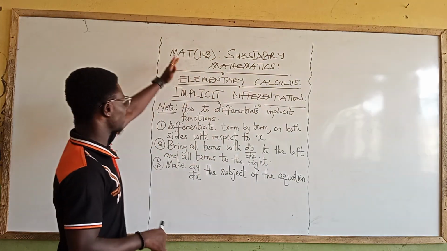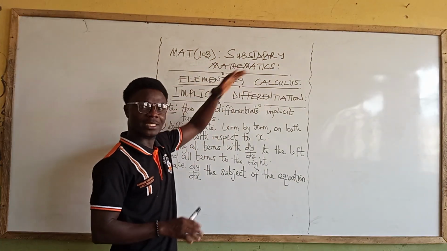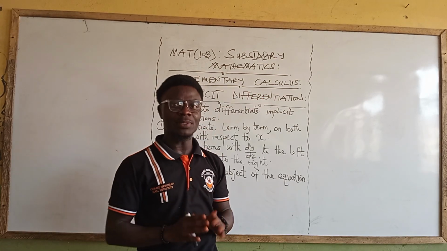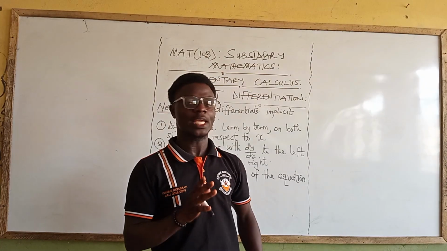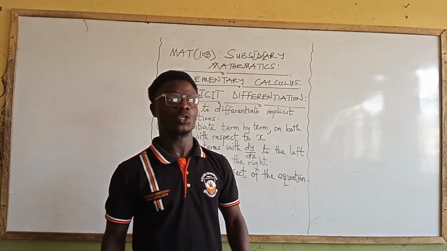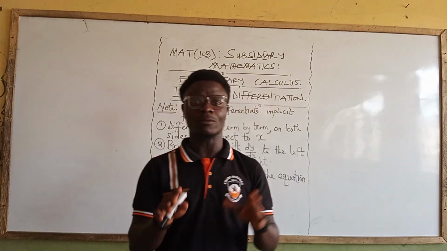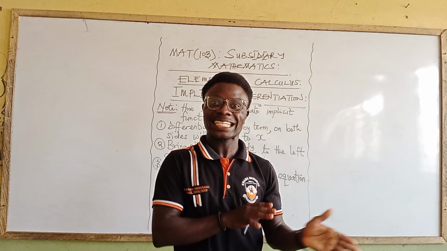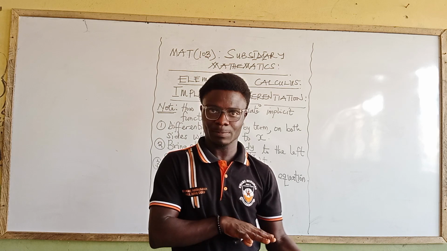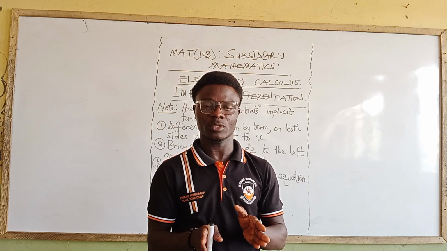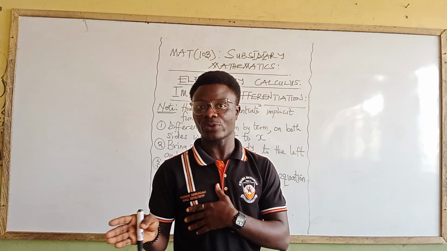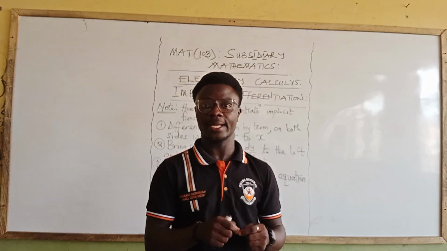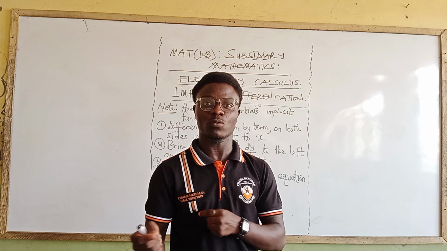Alright, so we are still on Math 103, Subsidiary Mathematics, Elementary Calculus. So now we'll be treating implicit differentiation. Sorry, implicit differentiation. The differentiation we've been doing was explicit. When you say explicit differentiation, we mean the function y must be in terms of what?